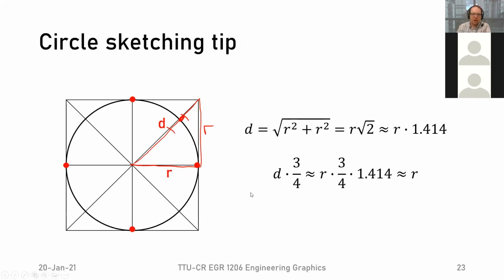And of course I can do that all the way around. Then I get other points. And now I have 8 points, and that makes it relatively easy to sketch, right? So these arcs that are between these points are relatively short, so it's relatively easy to do.